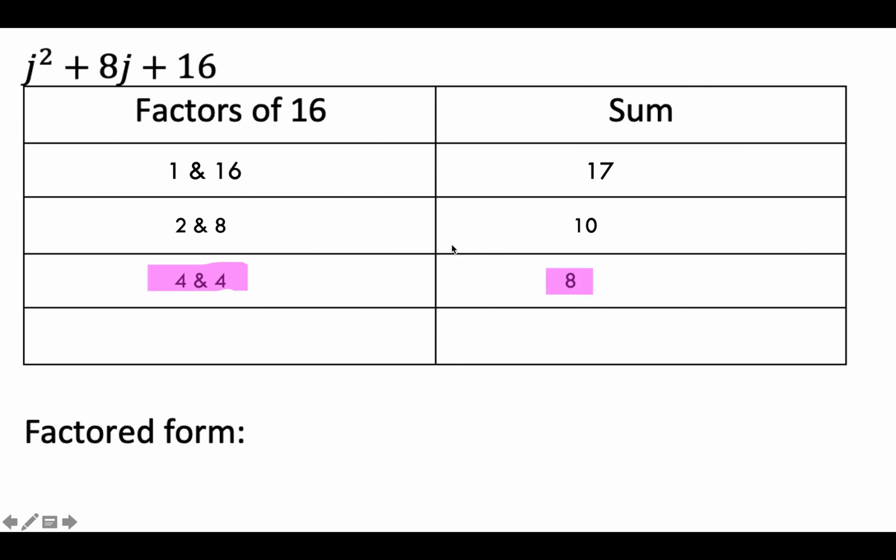So we're going to use 4 and 4, and our factored form is j plus 4 times j plus 4.